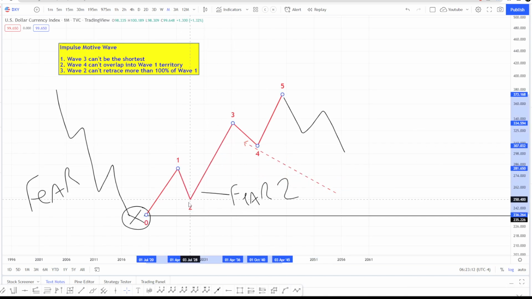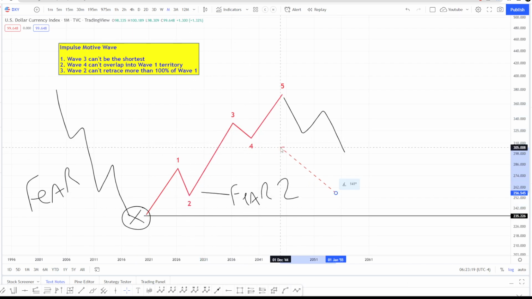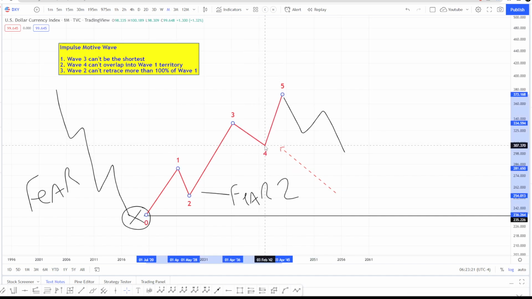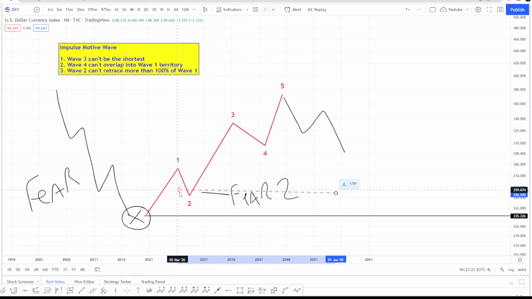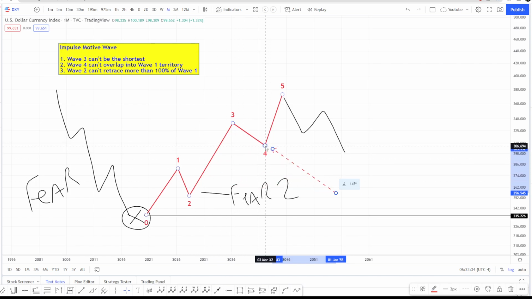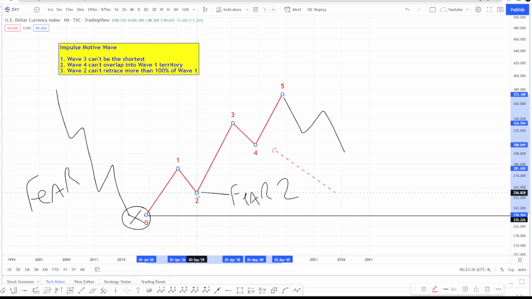If wave 2 is very deep, wave 4 will be very shallow. If wave 2 is a zigzag correction, which we'll go into in the next module, wave 4 might very well be a triangle. If wave 2 is very simple, wave 4 will be very complex. So there is this degree of alternation between 2 and 4, but also there is equality, which can be seen in terms of time. So we have to understand there is equality some of the time and there is alternation too.